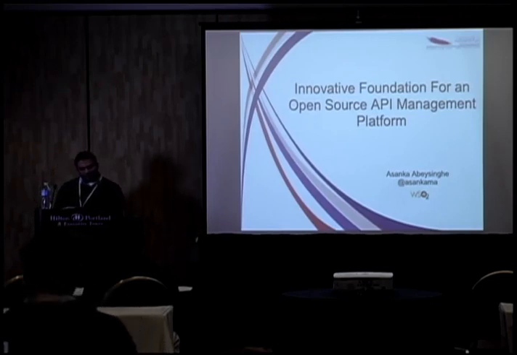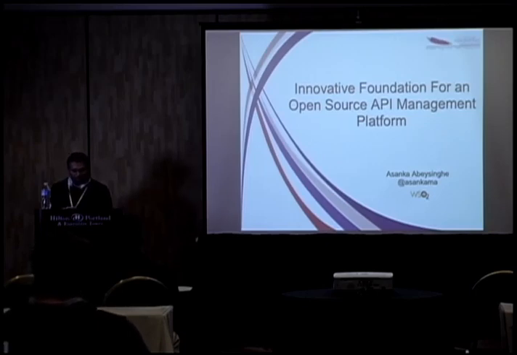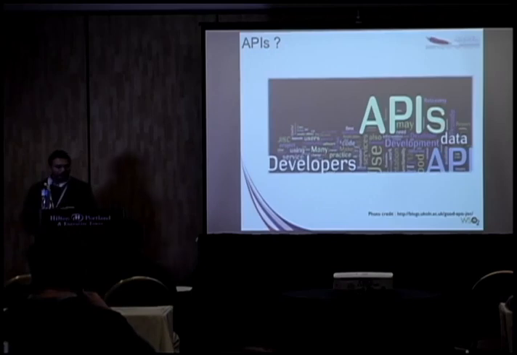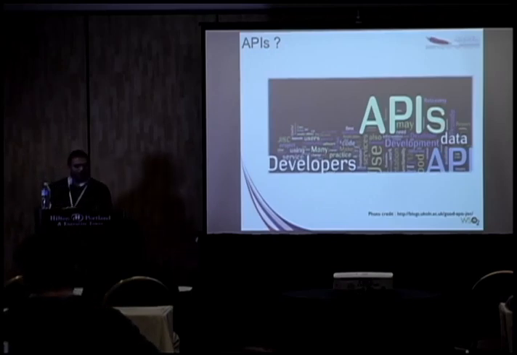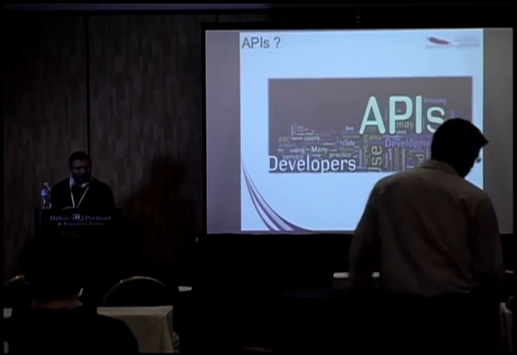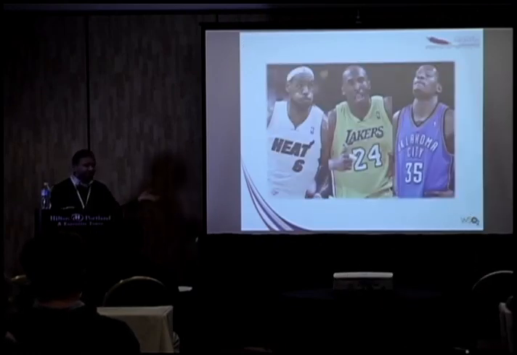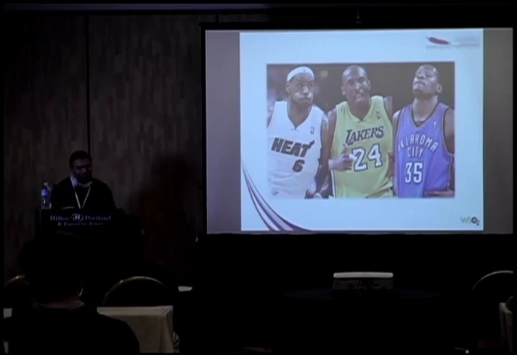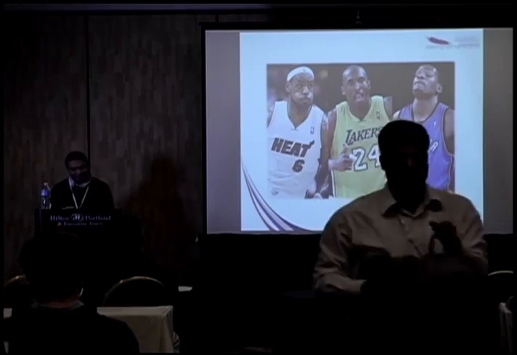Looking at the agenda, this is the only API-related topic. So I thought I would give you an introduction to what business APIs are, and then go through the low-level technical stuff. When I talk to people at events like this, about what an API is, people give different definitions of business APIs because they see them in different ways. My definition of an API is something like this: it's popular as well as successful. So I picked three key players from the NBA because I like basketball. That's how I see business APIs.